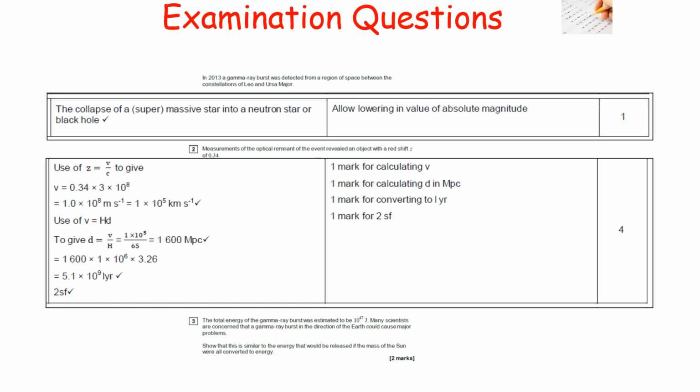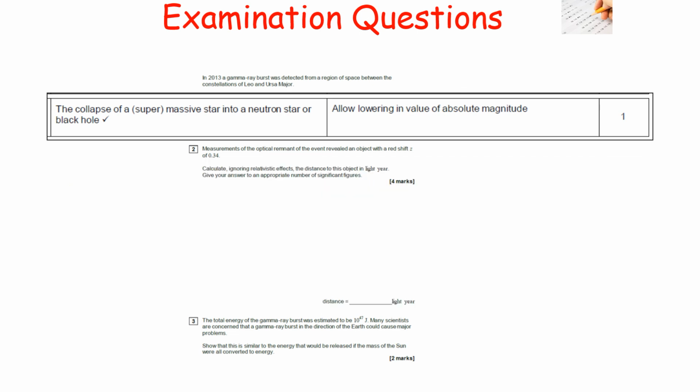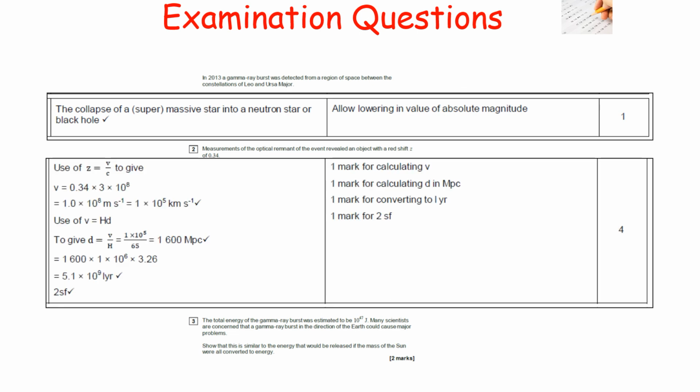there are 3.26 light years in every parsec, so you get our answer to be 5.1 times 10 to the 9 light years. Now, it's important to note that we give our answer to two significant figures because all the values given in the question are given to two significant figures.